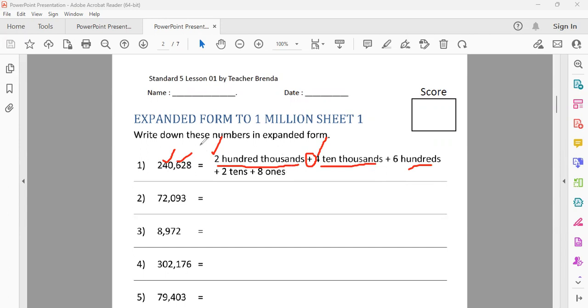Partitioning it or expanding it in this way is called the place value style. Okay, or expand or partition in place value. This is how you write your answers.